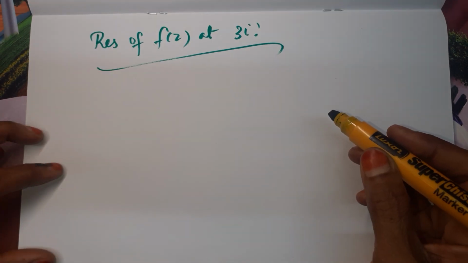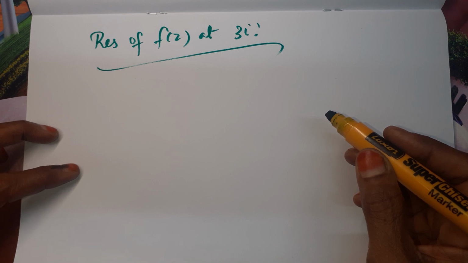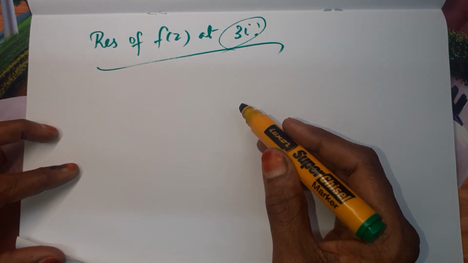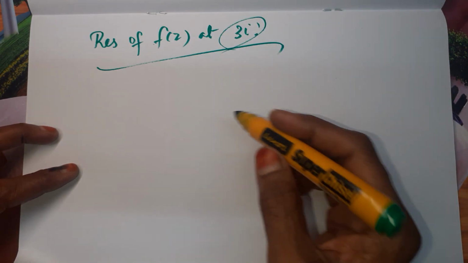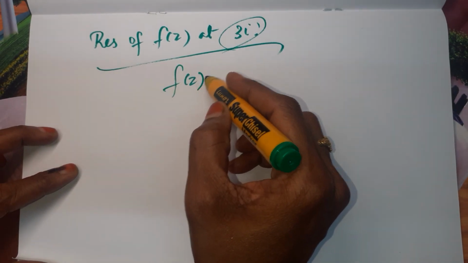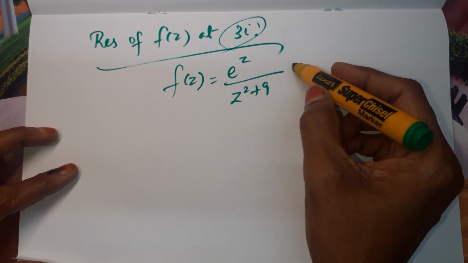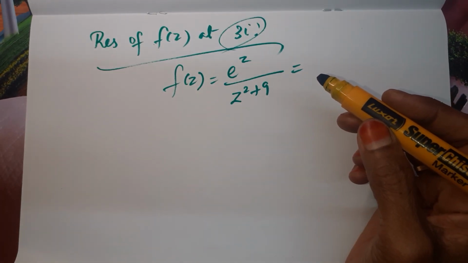The next term we are going to find is the residue of f of z at the pole 3i. Here we are not going to use the same formula we used here. Here f of z is of the form e power z by z squared plus 9. We already saw one result. I'll show you what the result is.